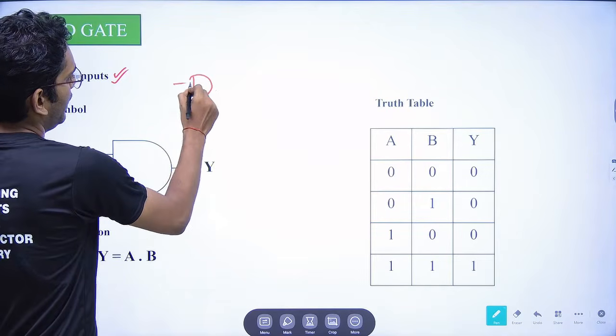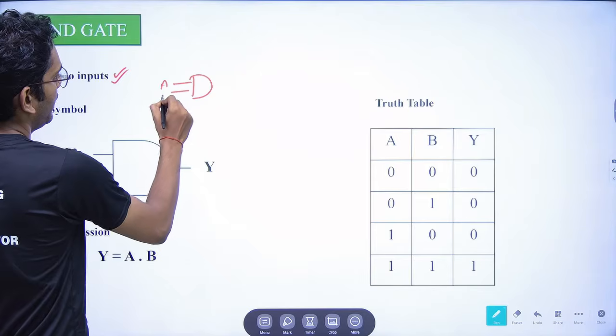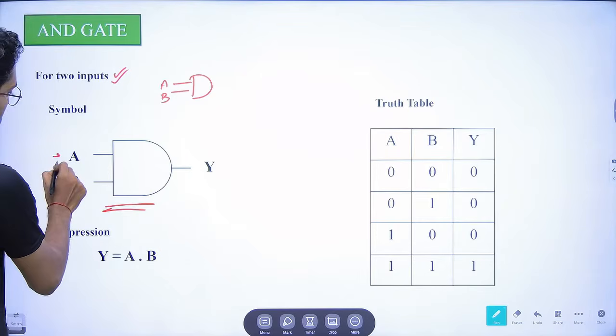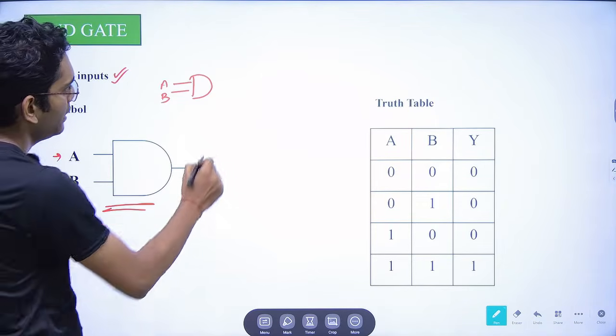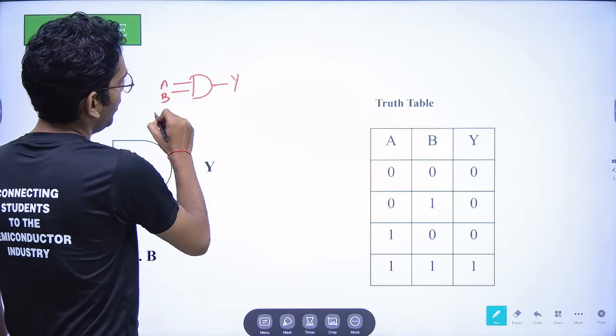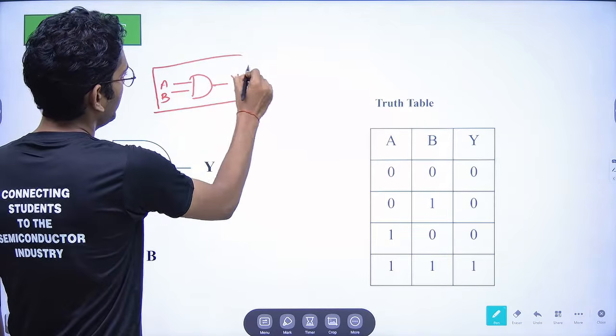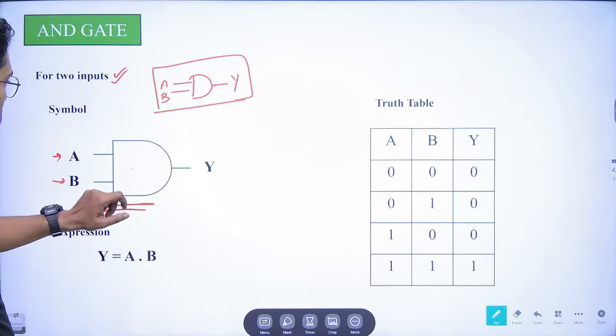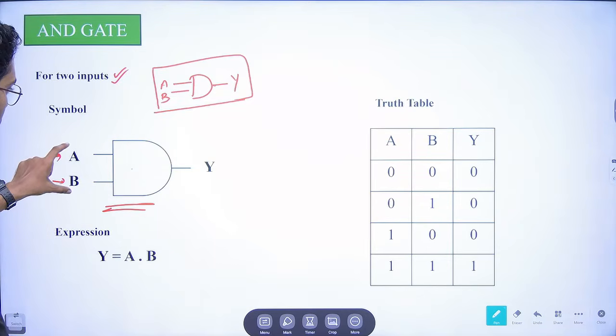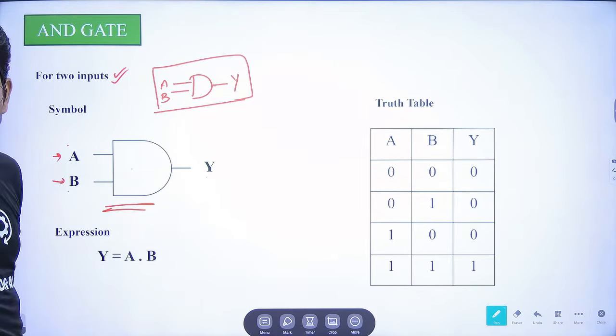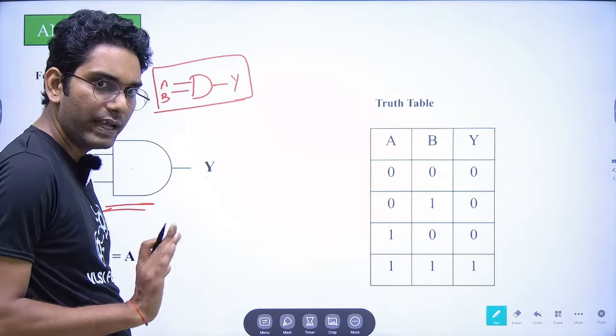Here 2 inputs are given, A and B. You can see easily 2 inputs A and B are present, and we are getting Y as our output. Fine. So this is the basic symbol of the AND gate.